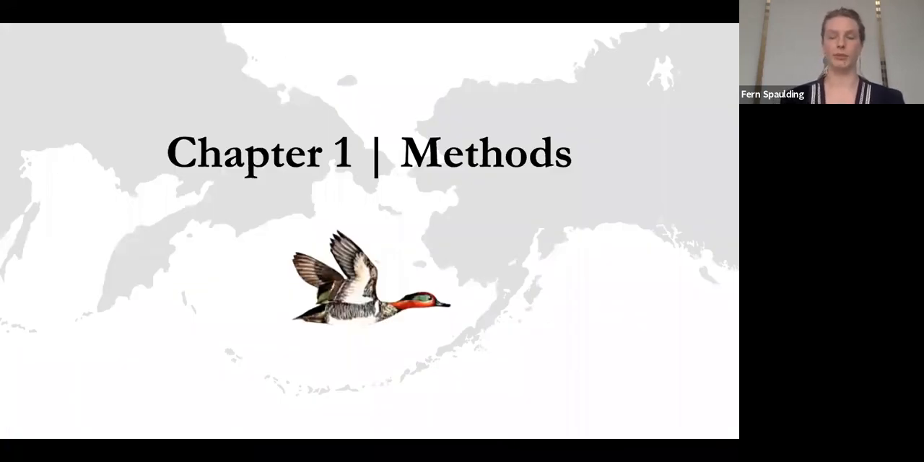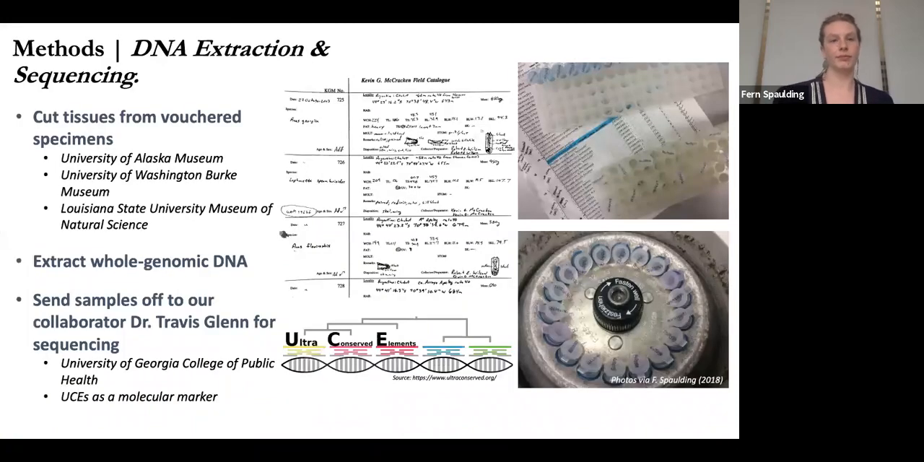Continuing on to Chapter 1, methods. DNA extraction and sequencing. First, we cut tissues from vouchered specimens at the University of Alaska Museum, or we request loans through the University of Washington Burke Museum or Louisiana State Museum of Natural Science. Once these tissues have been cut, we extract whole genomic DNA, which we then send off to our collaborator, Dr. Travis Glenn at the University of Georgia College of Public Health, to be sequenced using UCEs as a molecular marker.